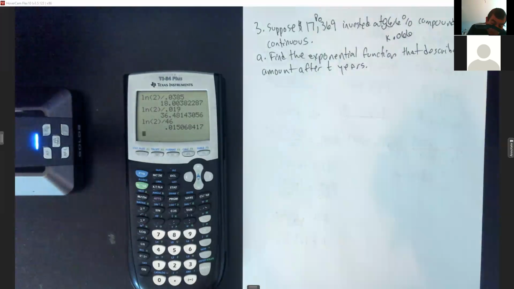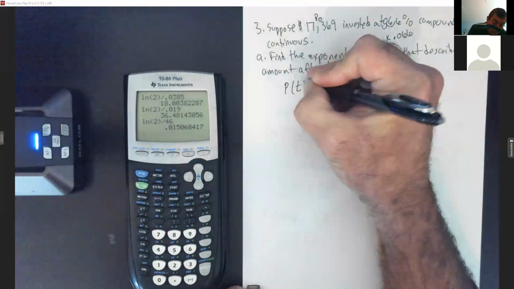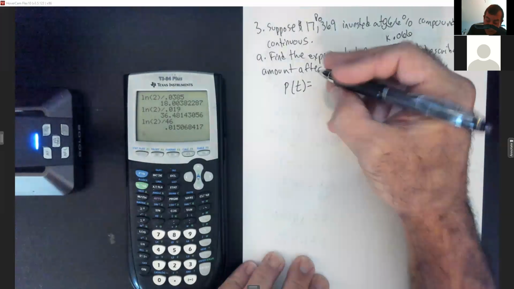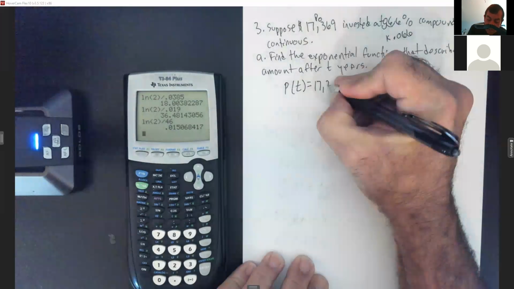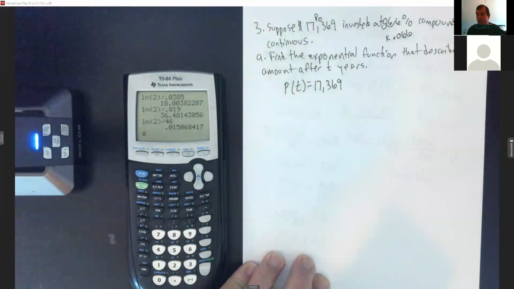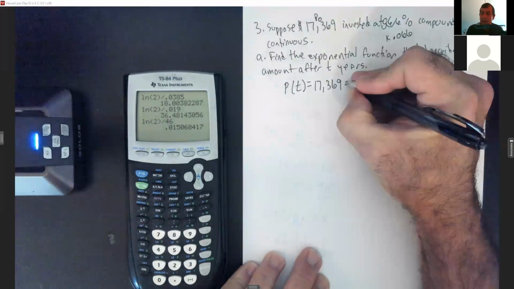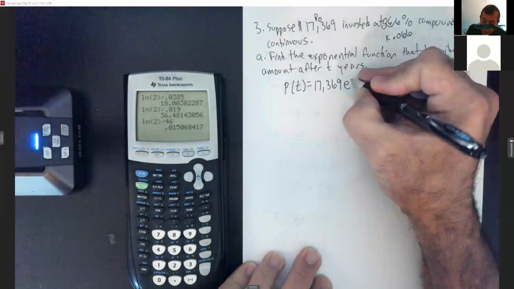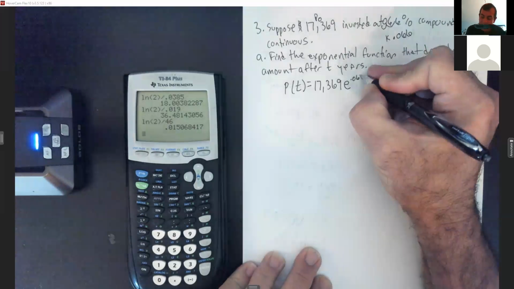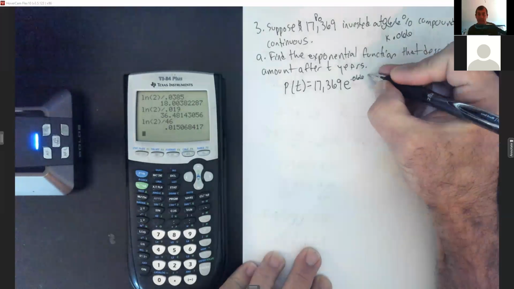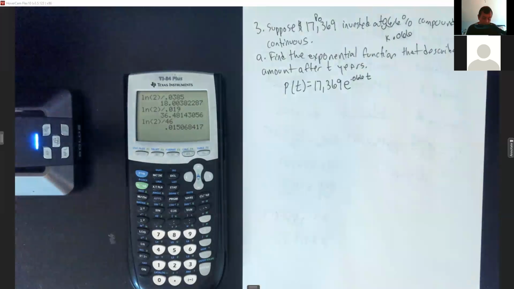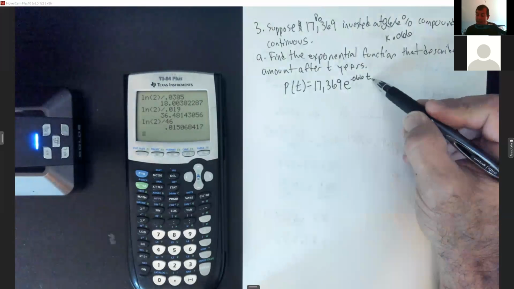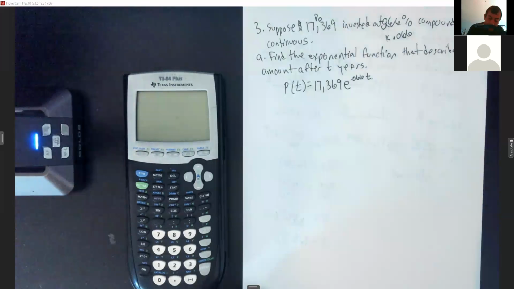That's going to be P of t equals our initial amount, which is 17,369, times e to the k times t. And k, we said, was 0.066, times our t. So now if they give me years, I can find out what amount is actually in my investment.